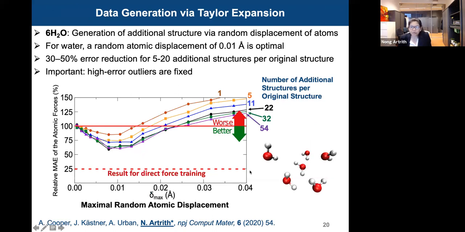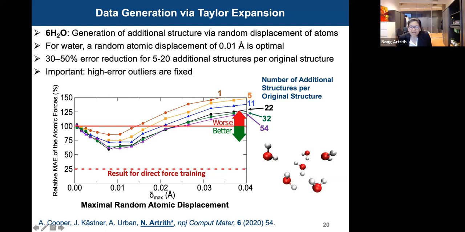So we test a few examples, but in this case we have 6 water molecules in the structures, and we also try many different random atomic displacements. For example, starting from 0.01 angstrom, 0.02 angstrom, and this is to check the mean absolute errors of the forces. You can see that for the water system, introducing random atomic displacements around 0.01 gives very accurate forces.